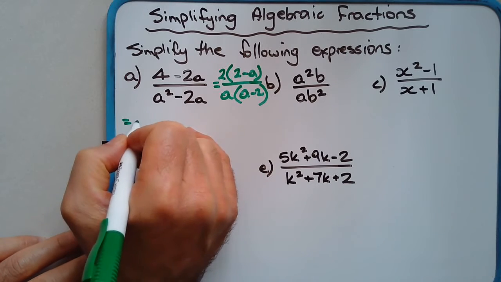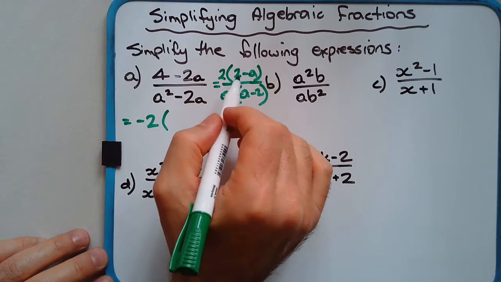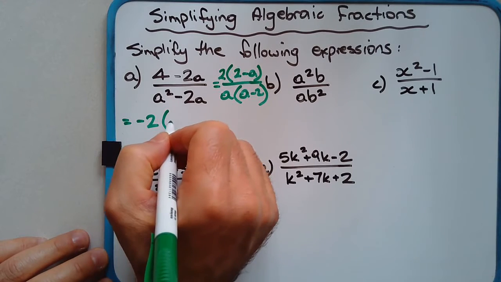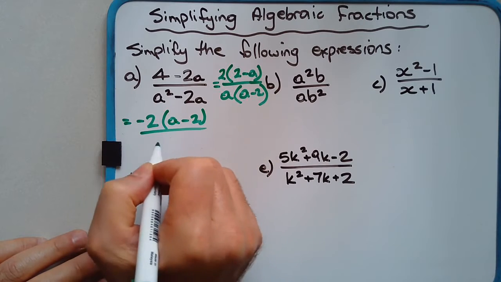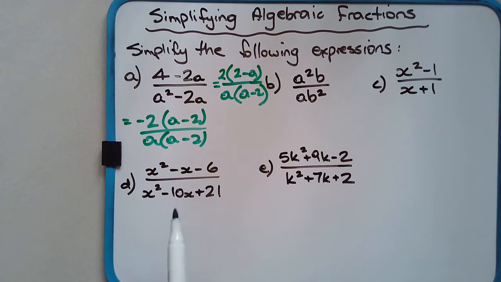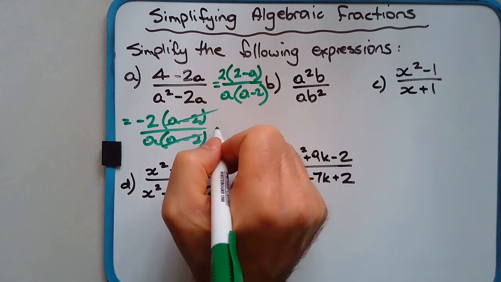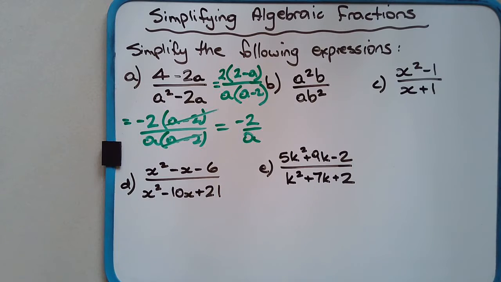So I'm going to turn the 2 into a negative 2, but then I'm going to turn the 2 inside the brackets into a negative, and then the negative a into a positive. So that's going to become negative 2 times a minus 2, over a times a minus 2. Now the brackets are identical. I can cancel vertically, and I will get negative 2 over a as the simplified fraction.